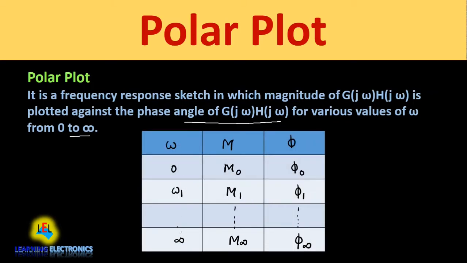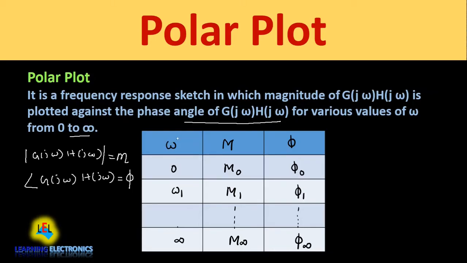Here in the first column, we will take the omega value from 0 to infinity, and based on these omega values, we will find out the magnitude and phase angles. The magnitude of G(j omega) H(j omega) is represented by capital M, and the angle of G(j omega) H(j omega) is represented by phi.